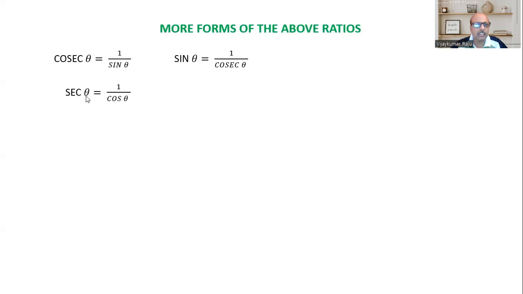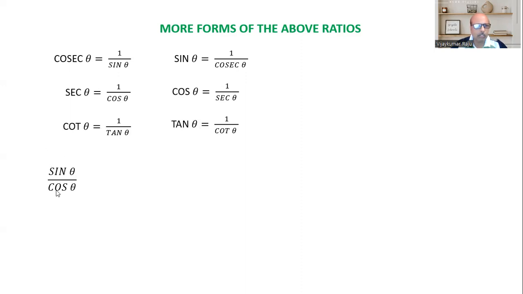Next, secant theta or sec theta is 1 by cos, or cos is equal to 1 by sec. Cot theta is 1 by tan, or tan theta is equal to 1 by cot. It can be written this way or that way, depending upon our need and what you have to prove.